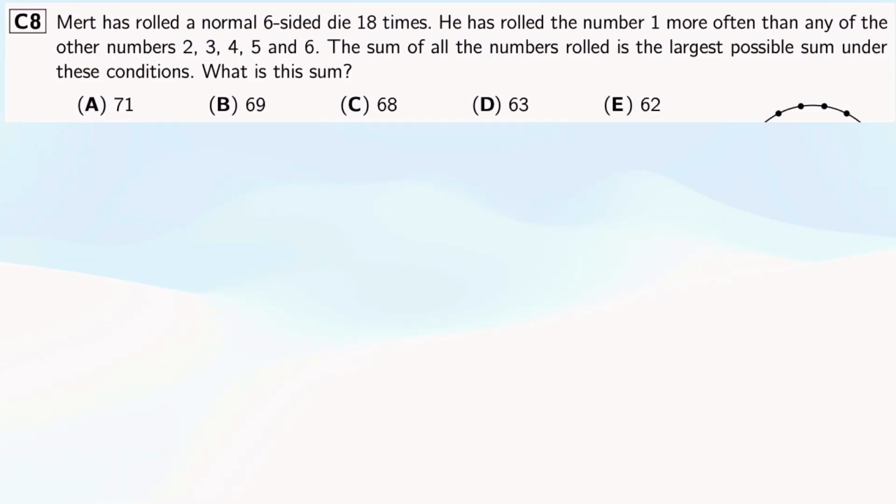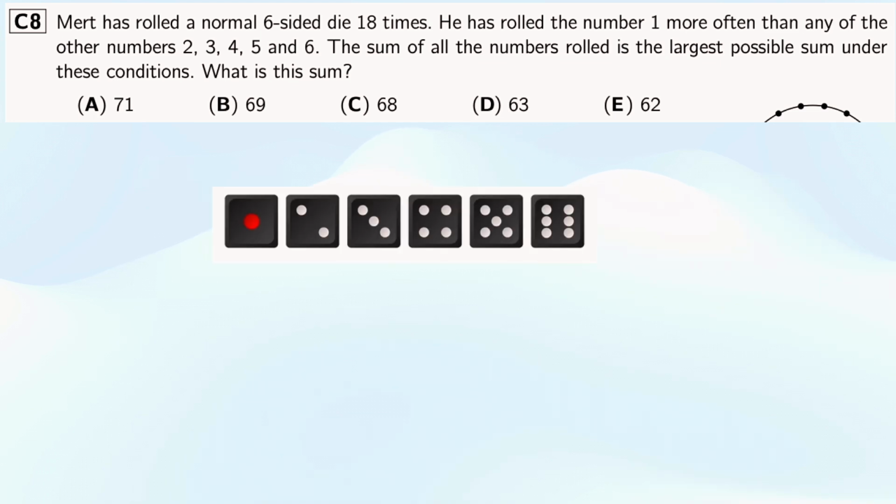To solve this problem, I will introduce two different methods. The first method, I will just list all the possibilities and calculate the maximum possible sum of these dice. Let's look at this die, and it has 6 points. To get the largest possible sum, we have to have as many 6s and 5s as possible.